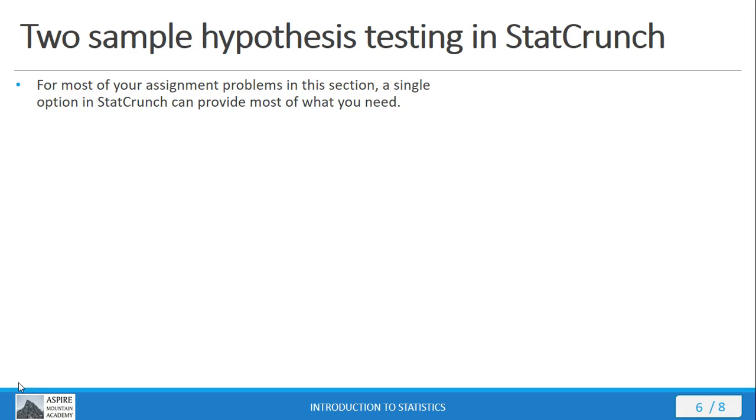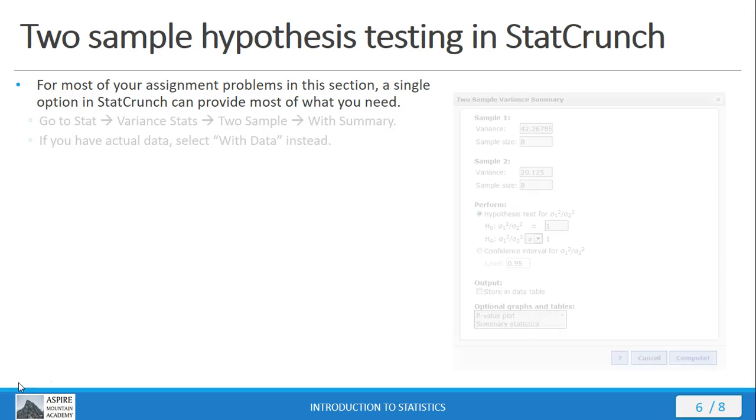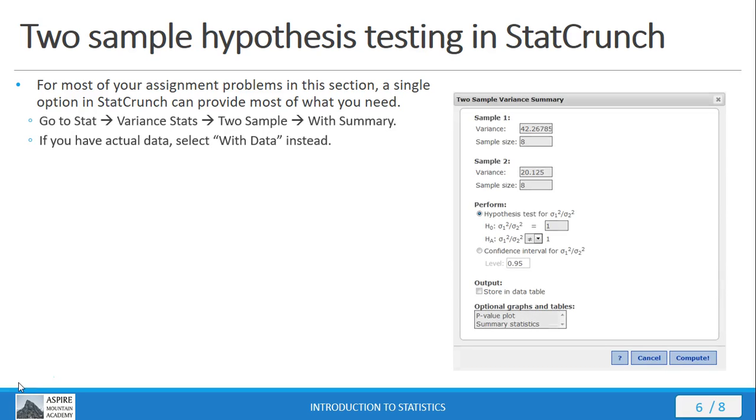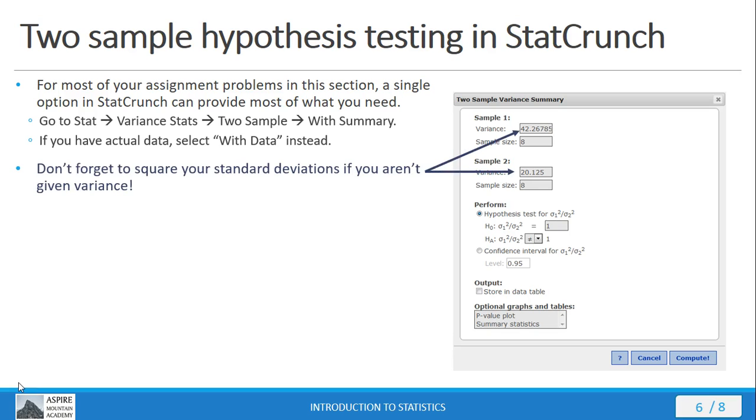So for most of your assignment problems, you're going to want to use StatCrunch. When you're asked to do hypothesis testing, okay, just go to variance stats, to two sample with summary. Okay, typically you're not going to have data, but in the case that you do have actual data, go ahead and select with data. And then make sure you put your values there in your options window, keeping in mind that typically your problems will give you standard deviation, but again, StatCrunch is looking for variance. So you want to make sure you put the variance in. You got to square those standard deviations.